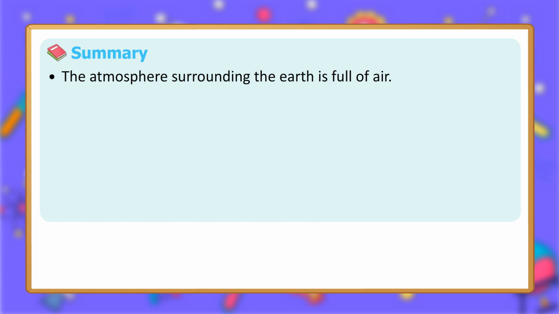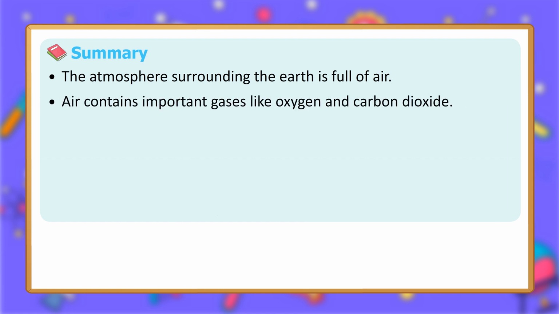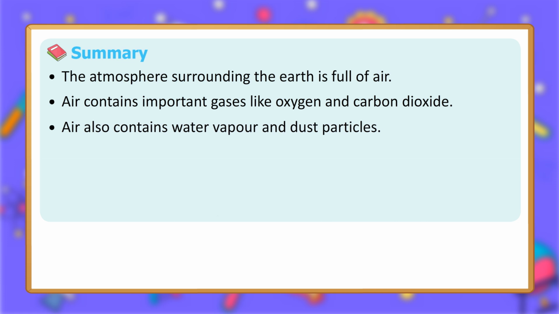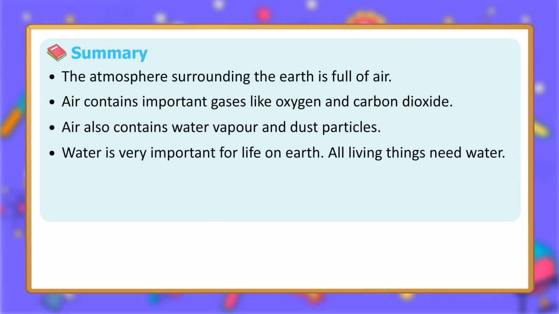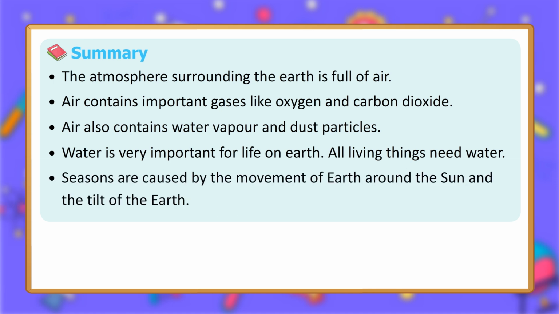Summary. The atmosphere surrounding the earth is full of air. Air contains important gases like oxygen and carbon dioxide. Air also contains water vapor and dust particles. Water is very important for life on Earth. All living things need water. Seasons are caused by the movement of Earth around the Sun and the tilt of the Earth.